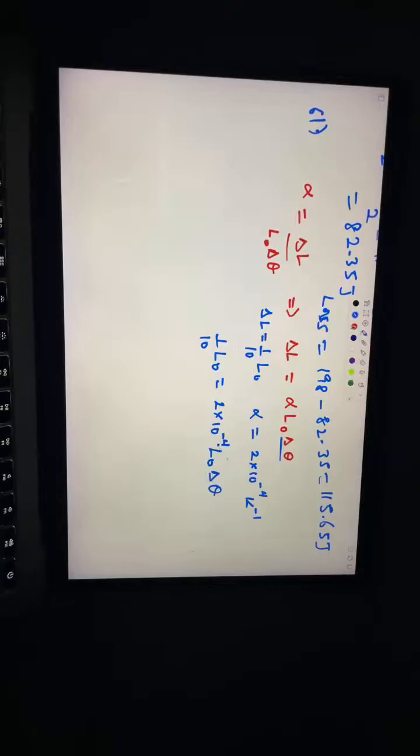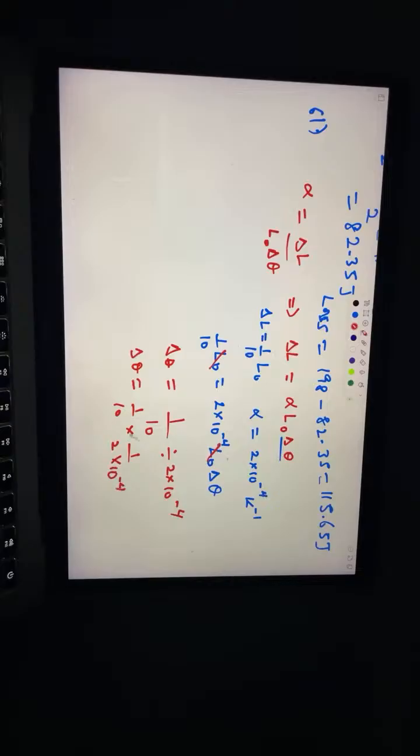So in this place, what you notice is that L naught can cancel out. Then change in theta, which is what we are looking for, will then be 1/10 divided by 2 times 10 to the negative 4, which is the same thing as change in theta is 1/10 multiplied by 1/2 times 10 raised to power negative 4.